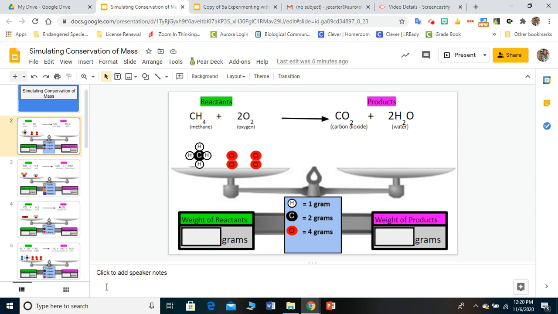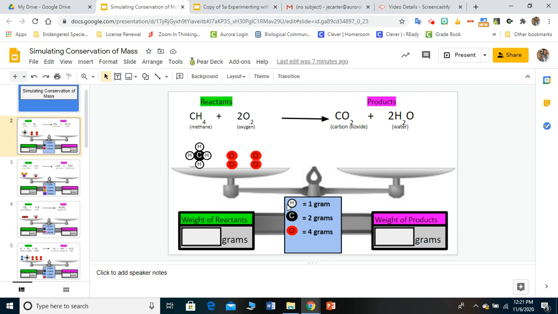The first thing is to count up the weight or mass of all of the reactants, and you'll use the key to do that. And I'll show you a strategy I use. Next, you are going to simulate the chemical reaction by breaking apart the molecules on the reactant side and creating the new products. And then lastly, add up the mass or weight of the products and record it. So to start, we need to add up the weight or mass of the reactants.